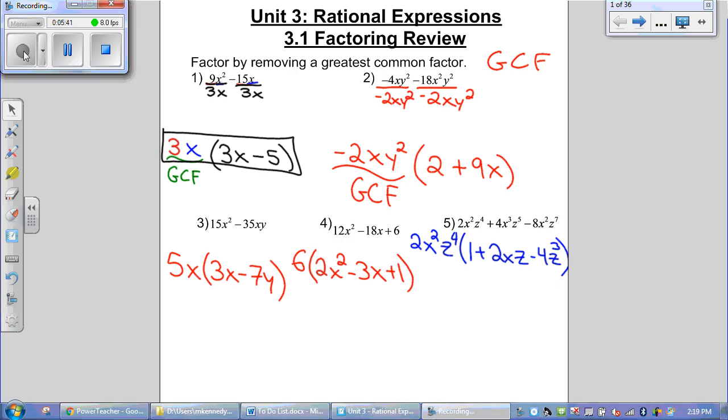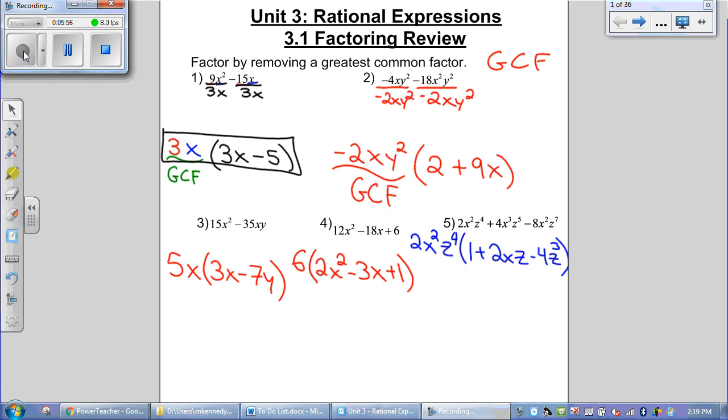So as you do those, you should have run into a couple of problems. The first one was pretty much straight up. A 5 could go into both numbers, and an x could go into both letters. So a 5x came out, and it left you 3x minus 7y. There was nothing tricky about that.